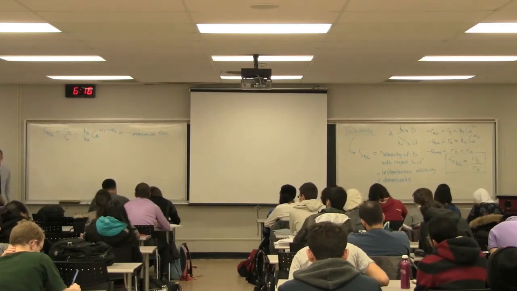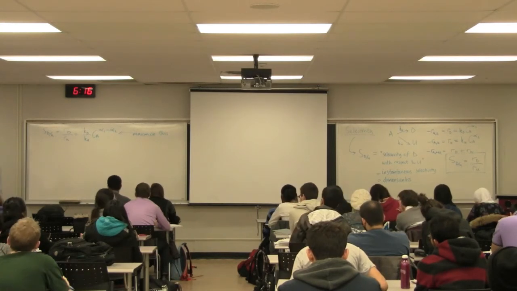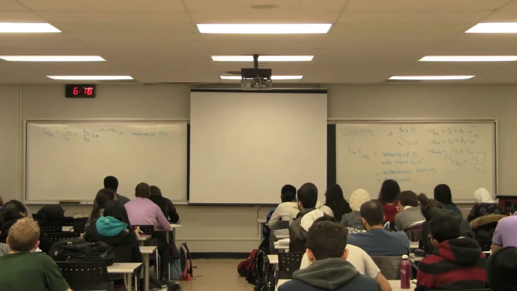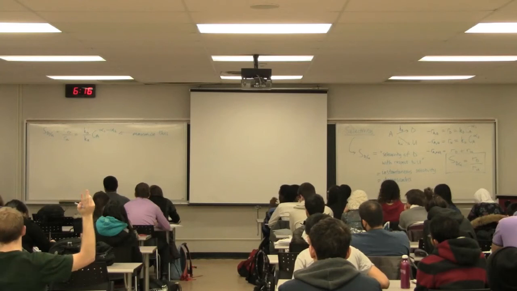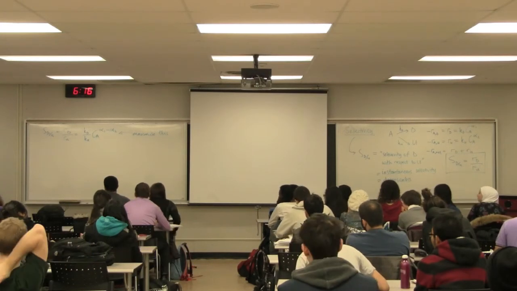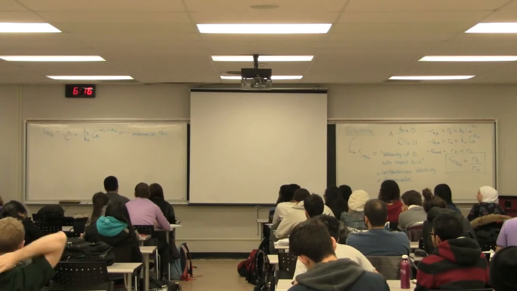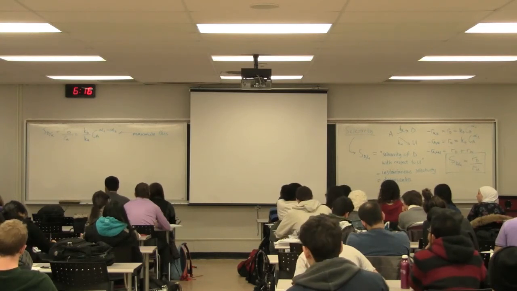How do you maximize it? Lower KU. Lower alpha 2. Other suggestions? Increase alpha 1. Increase KD.